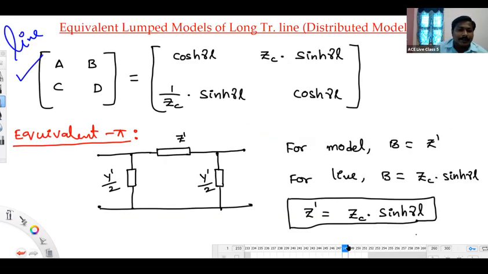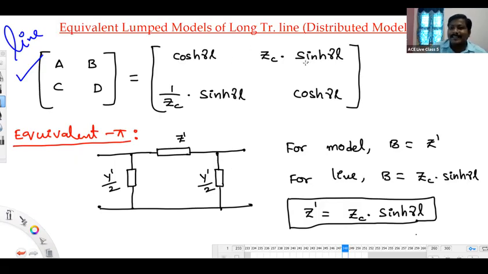Have you understood what I am discussing? Clear? Now what I am saying is very simple. What are the ABCD parameters of the equivalent pi? Anybody? What are the ABCD values of equivalent pi?